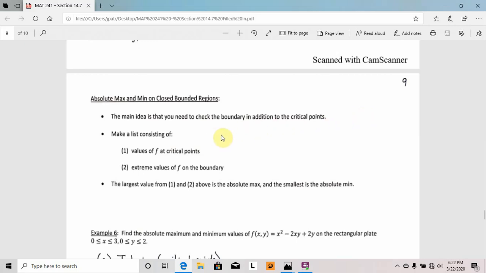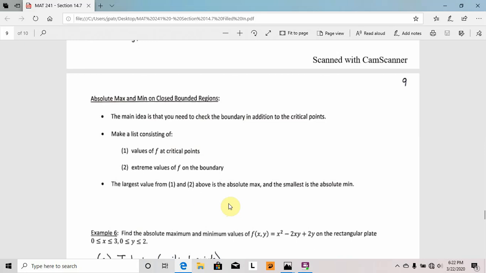So the best thing to do is just to make a list. Figure out what the critical points are, and then you evaluate the function there, put those in the list. Then you check the boundary, look for extreme values there, and the extreme values that you get on the boundary, put those in the list too. What you'll probably have to do with the boundary is break it down to individual pieces. Like if it's a triangle, you do each side of the triangle. If it's a rectangle, you do each side of the rectangle.